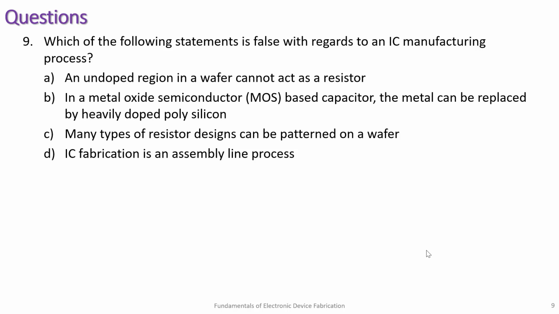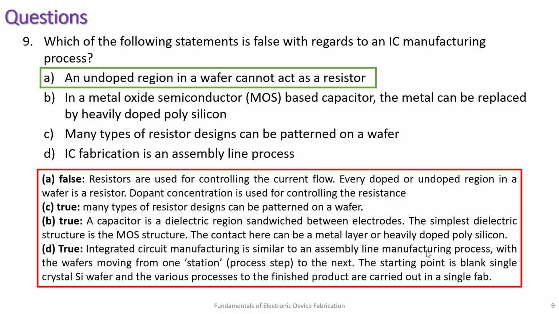Option A. Any other options do you find correct? Resistors control current flow. Every undoped or doped region can be used as resistors. Then many types of resistor designs can be patterned, and a capacitor is a dielectric region between electrodes. The simplest one is the MOS structure. Then IC fabrication is basically an assembly line process. So that also is clear. So A is the false statement.